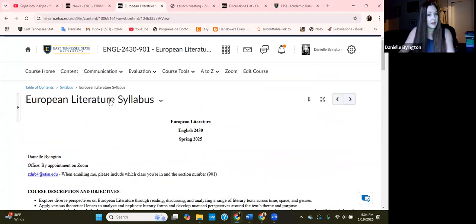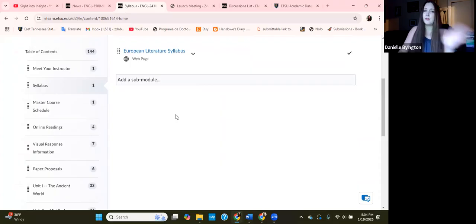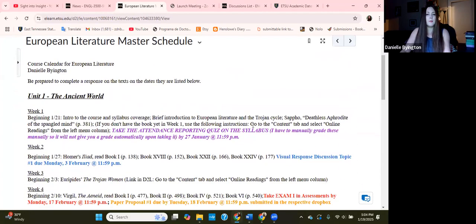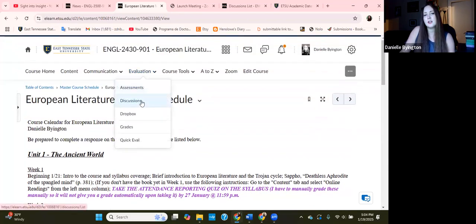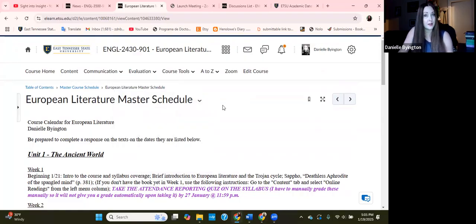Okay, so there's that. The other important thing we are looking at that you need to be aware of, where you'll always find the main information you need, is the course schedule. All right. Things are color coded through here. In blue, your visual response discussion topics, those are always in blue because those are low stakes assignments. And if you go to evaluation and go to discussions, then you can find the instructions for how to do those there. And there's a video there explaining in detail how to do those.